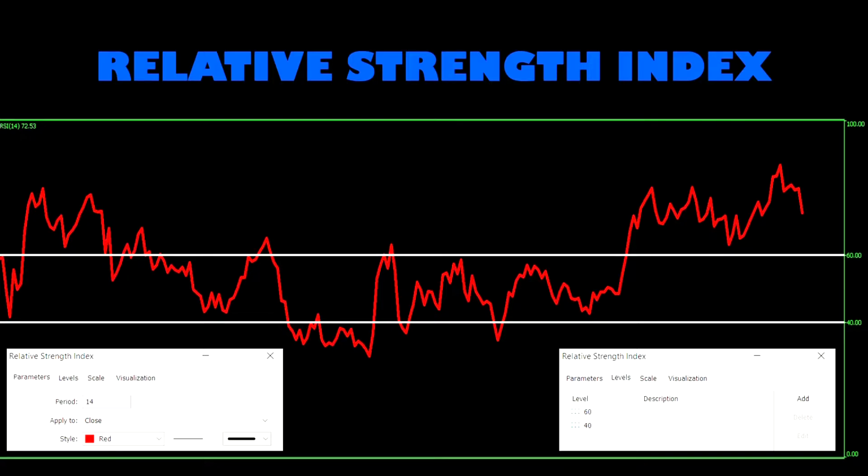We have made videos on both the relative strength index and the simple moving average, which are linked in the description if you'd like to learn more about either of them. But for now, let's find out how we're going to use those indicators to determine our actual entry criteria.